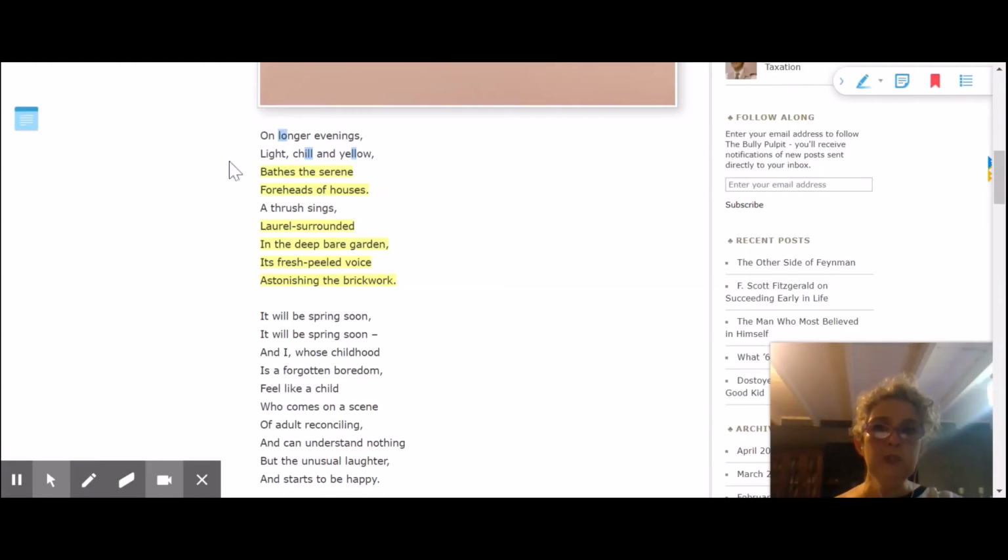It's interesting that in the first part of the poem, Larkin uses personification, because the light, the air is bathing the foreheads of houses, and it's astonishing that the thrush astonishes, it surprises very much the brickwork. It's the houses that are personified as if they were bathed like a person, a baby, and as if they would feel astonishment, the experience of surprise at seeing the regreening of nature.